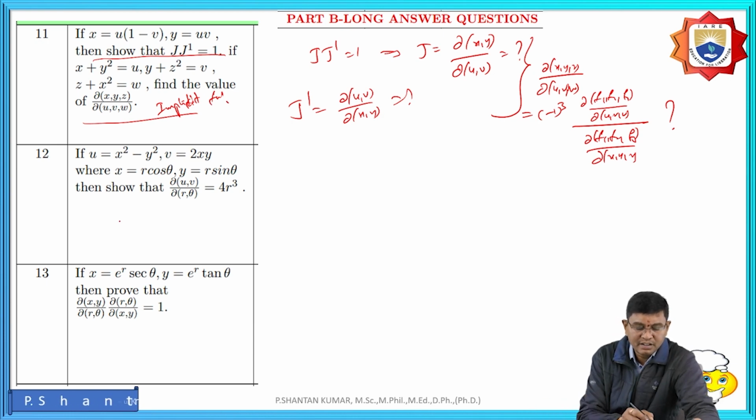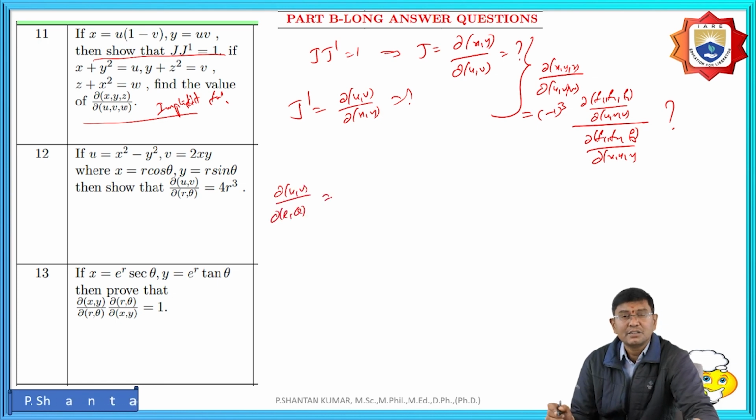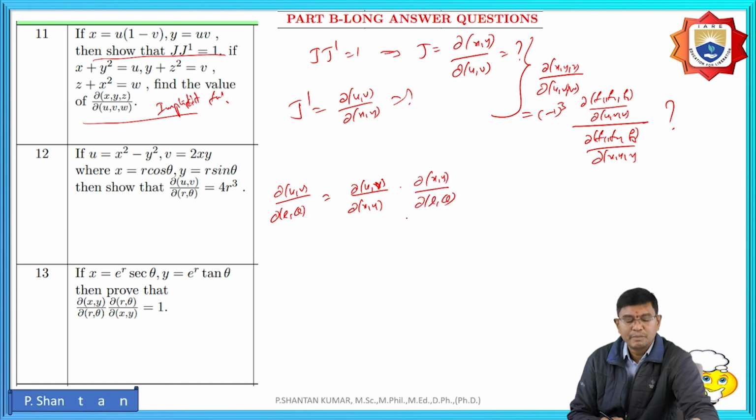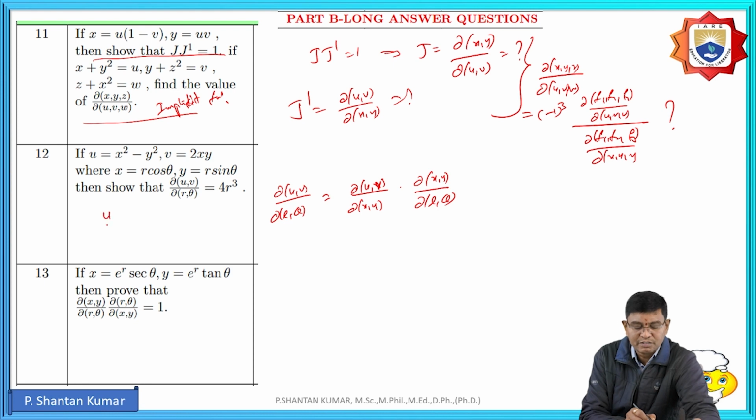And the second one is based upon ∂(u,v)/∂(r,θ). This is like a composite function. Here the dependence is ∂(u,v)/∂(x,y) and again ∂(x,y)/∂(r,θ). Because of the given functions, u is a function of x,y, and v is a function of x,y, and again x is a function of r,θ, and y is also a function of r,θ.